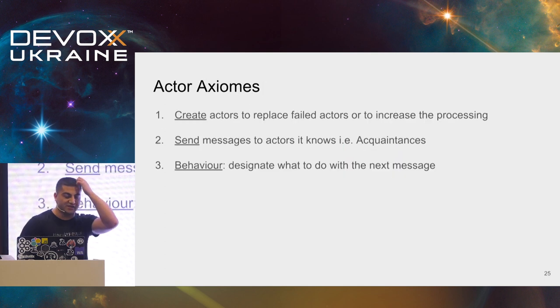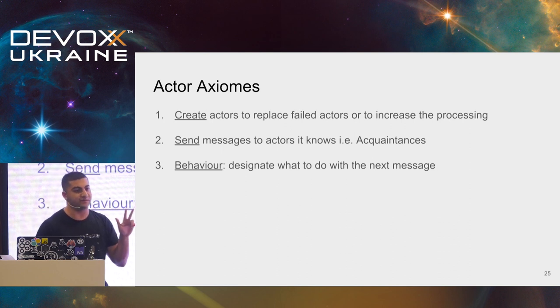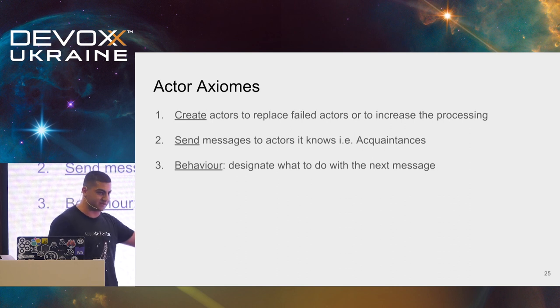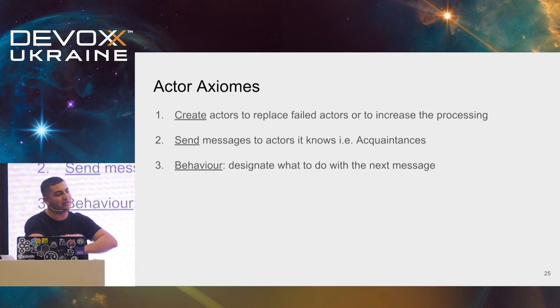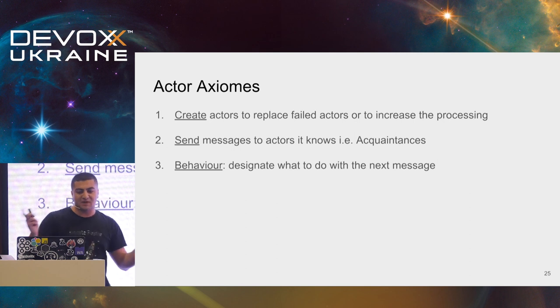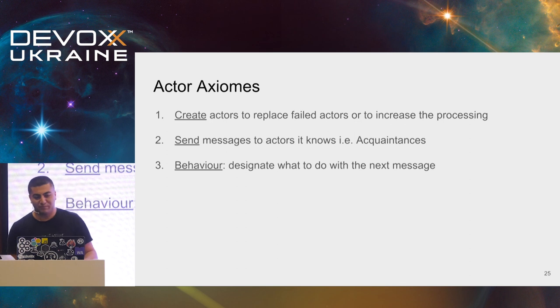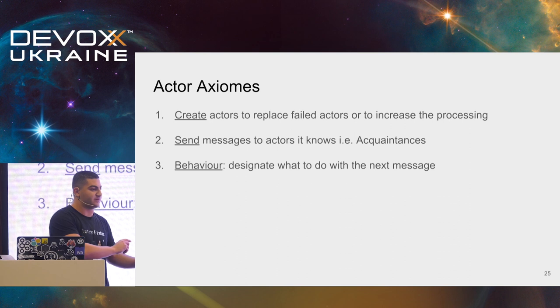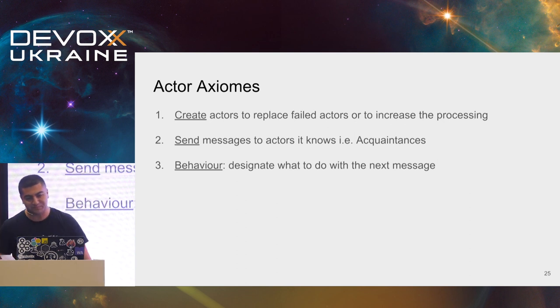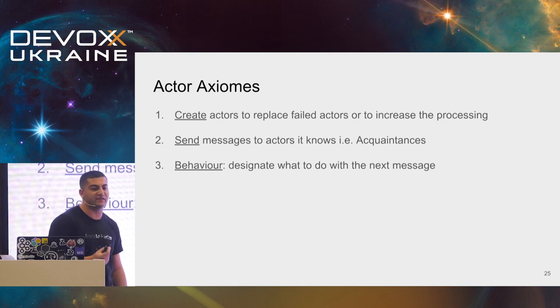The basic idea is actors have only three axioms. The first one is an actor can create another actor. Very basic. You can spawn any number of actors you want. He can send a message, or of course, receive a message. And he has a behavior. He can change the behavior after each next message. So an actor is reactive and not proactive. If you never send him a message, it will never act.